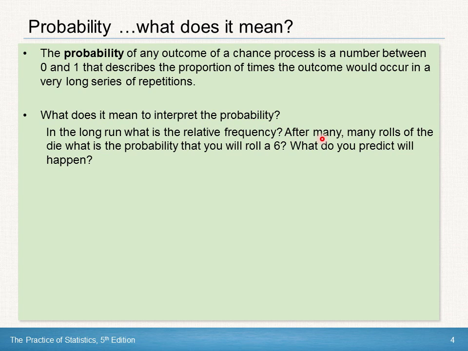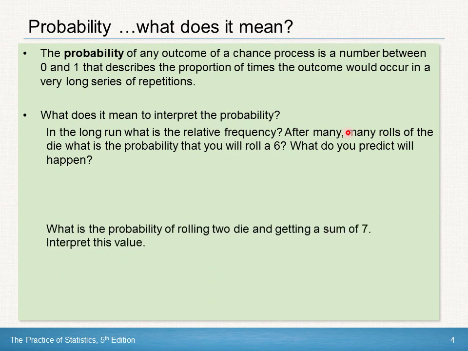50%. After many, many, many rolls of the die, what's the probability that we'll roll a 6? Should be 1 out of 6. What do you predict will happen? So interpreting the probability is saying after many, many, many rolls of the dice, tosses of the coin, what do you expect the probability to be?